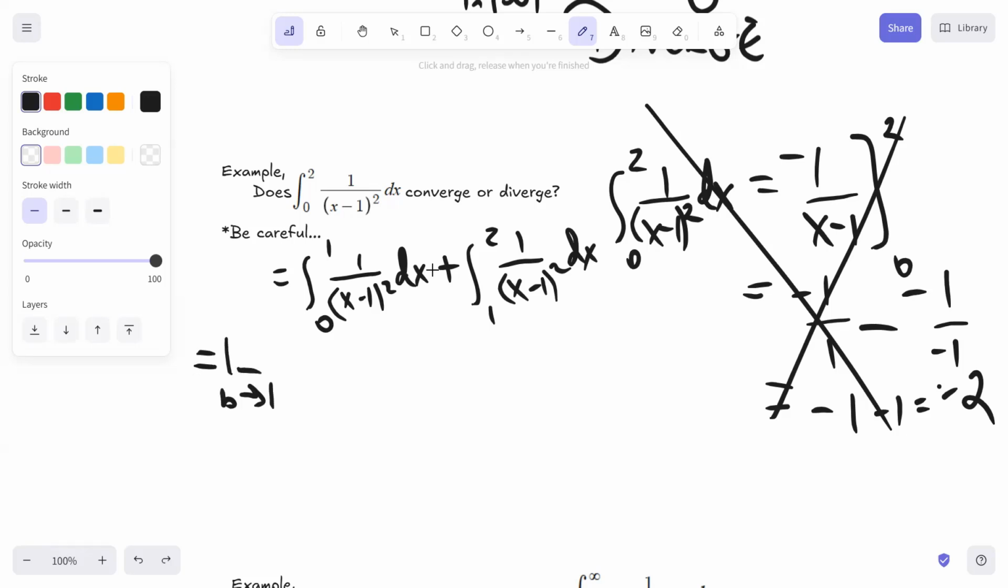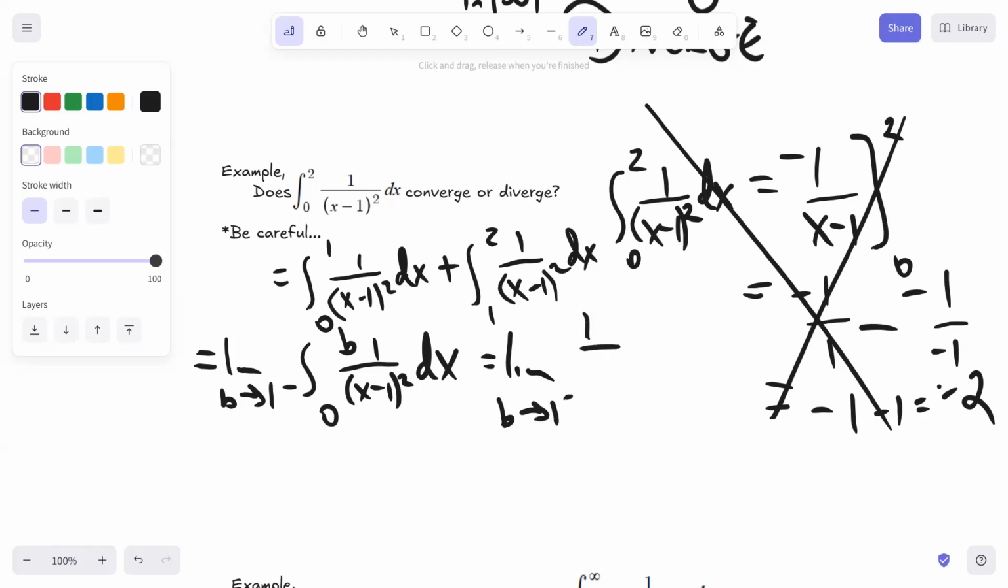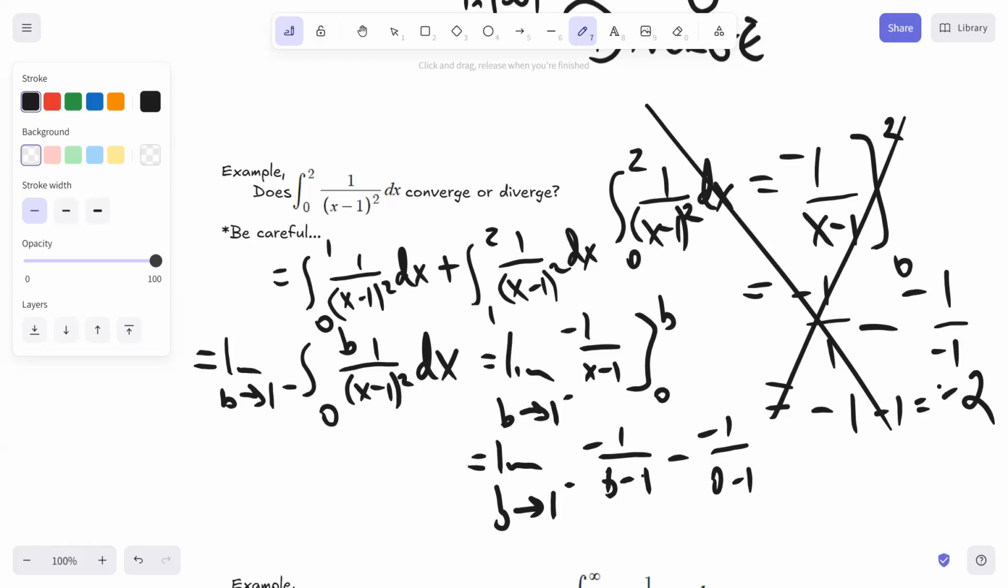So we take the limit as b approaches 1 from the left of the integral of 1 over (x minus 1) squared dx. And this is going to be the limit as b approaches 1 from the left of negative 1 over (x minus 1). That's the antiderivative. Now we plug in 0 and b. So the limit as b approaches 1 from the left of negative 1 over (b minus 1), minus negative 1 over (0 minus 1).